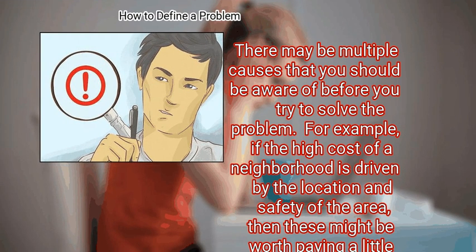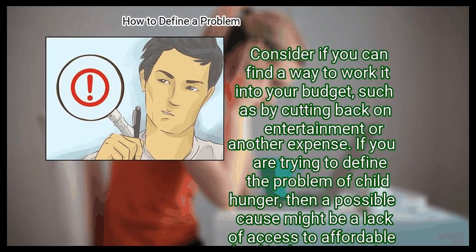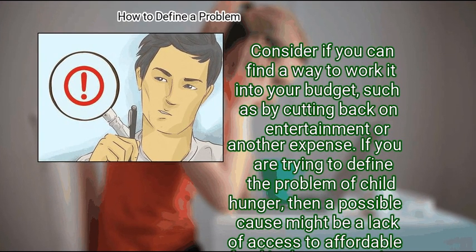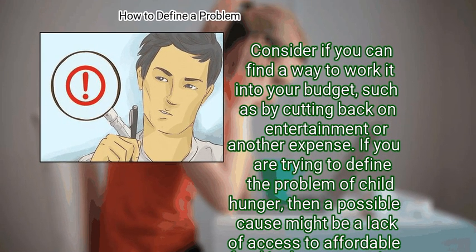For example, if the high cost of a neighborhood is driven by the location and safety of the area, then these might be worth paying a little extra money for. Consider if you can find a way to work it into your budget, such as by cutting back on entertainment or another expense. If you are trying to define the problem of child hunger, then a possible cause might be a lack of access to affordable food in the community.